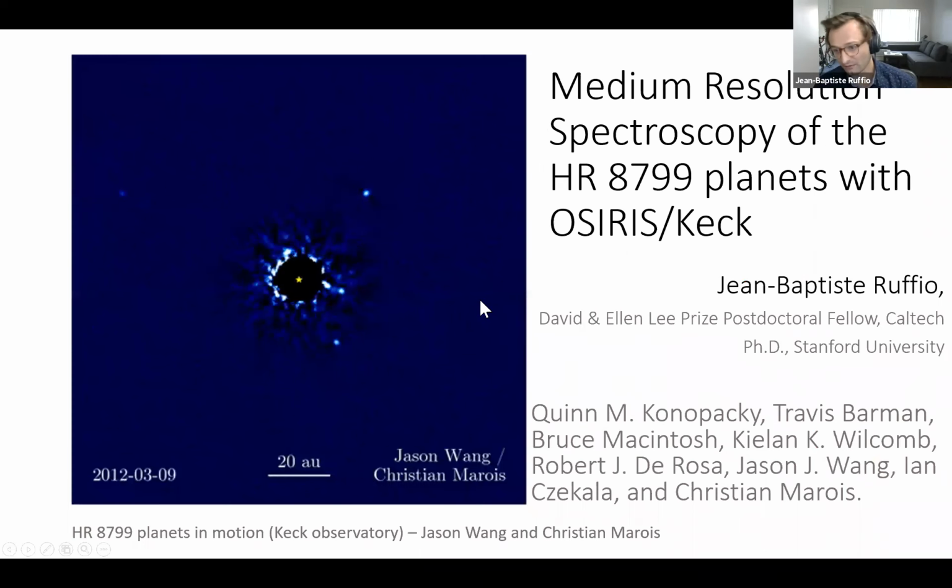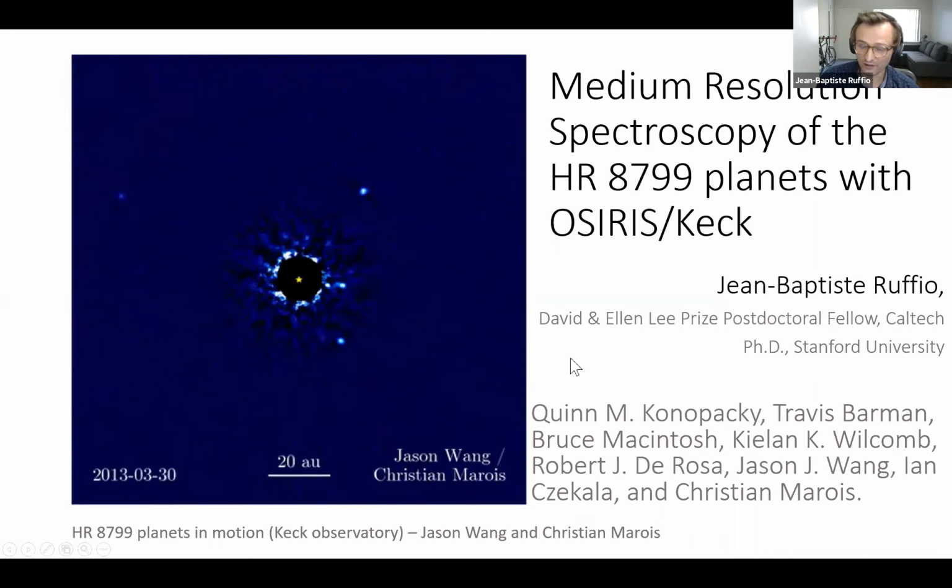So let me first start. My first half is going to be about OSIRIS. This is work in collaboration with Quinn Konopacky, Travis Barman, Bruce Macintosh, Kielan Hoch, and others, doing moderate resolution spectroscopy of the HR 8799 planets. Like I said, we have been looking at these planets with OSIRIS for 10 years now. A fraction of that data for b and c has already been published, but we got new exciting data on d. And our entire data set provides very high signal-to-noise ratio spectra at moderate resolution of the three planets.